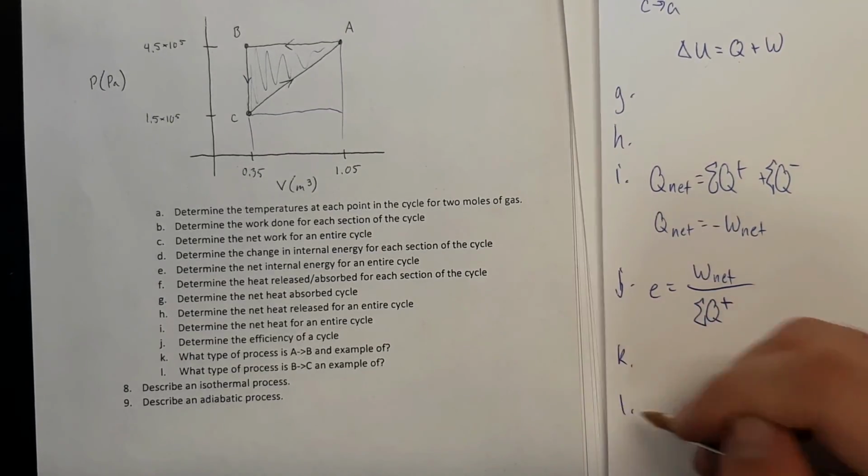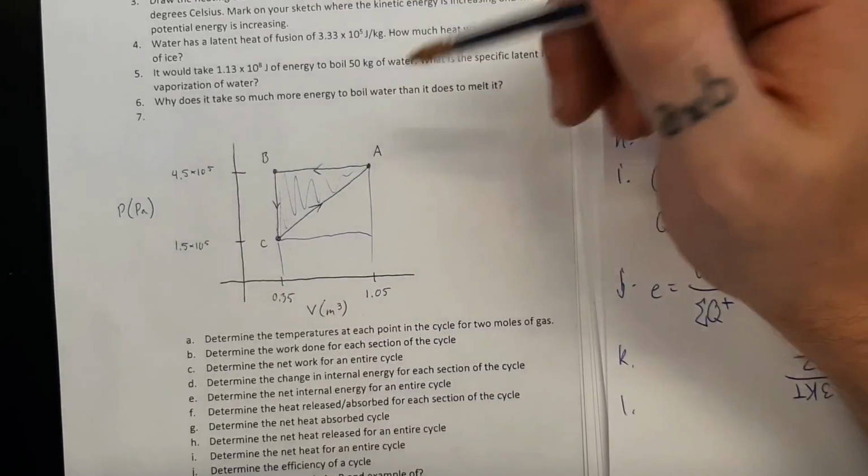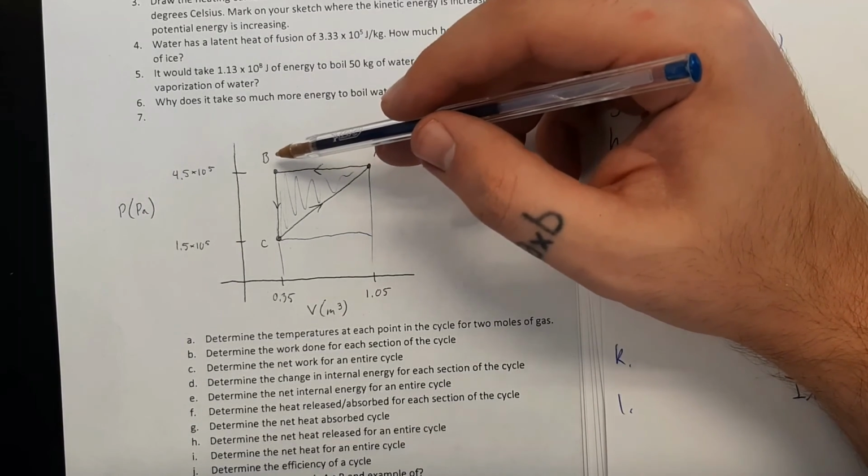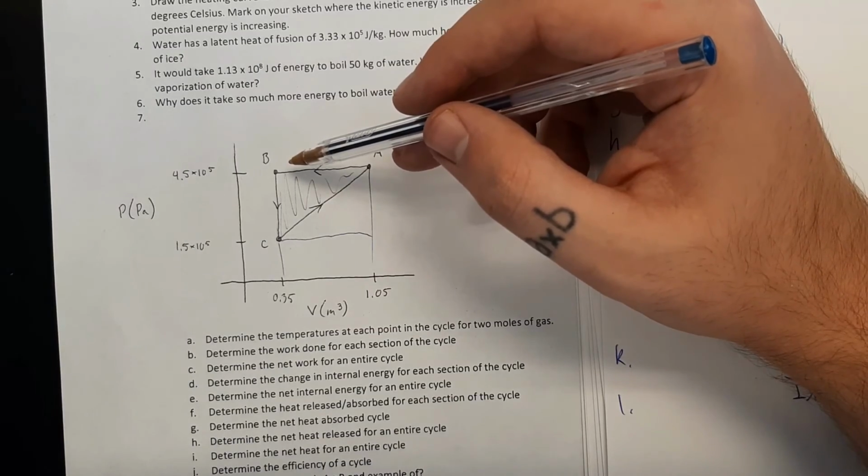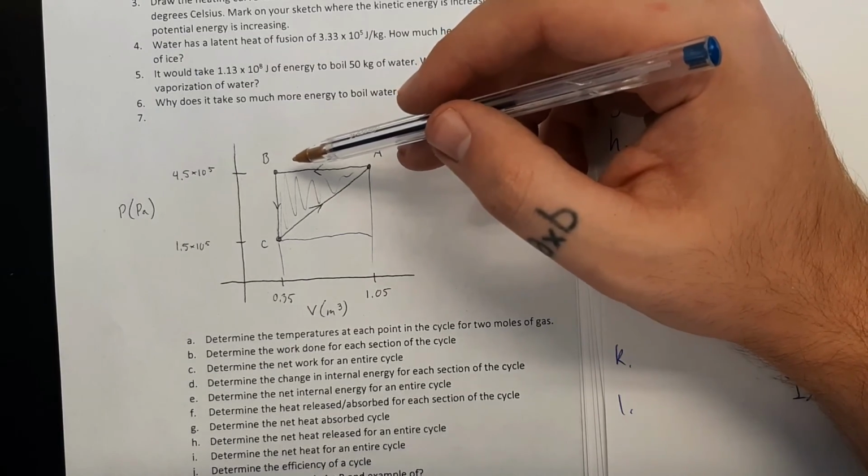K and L. Type of process is A to B. So A to B, you've got a constant pressure. That means you're looking at an isobaric. Barometers measure pressure, so baric for barometers.